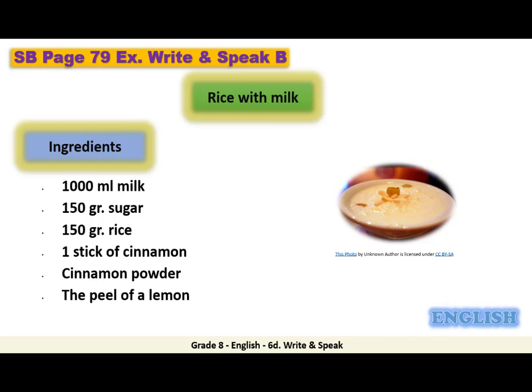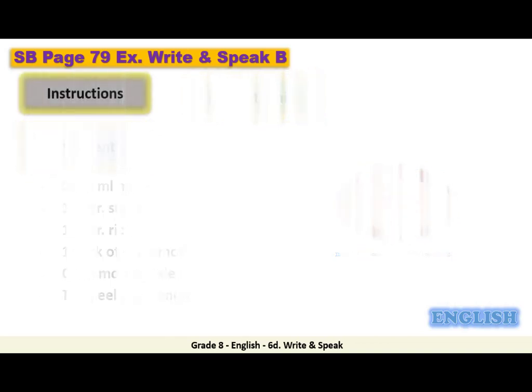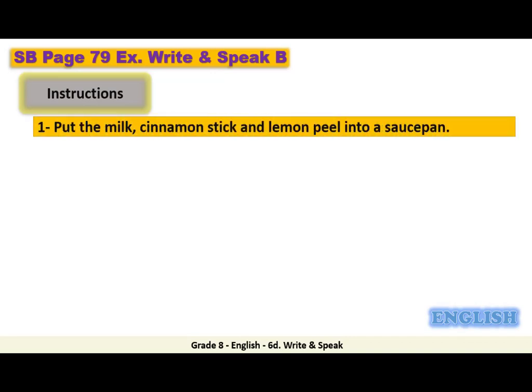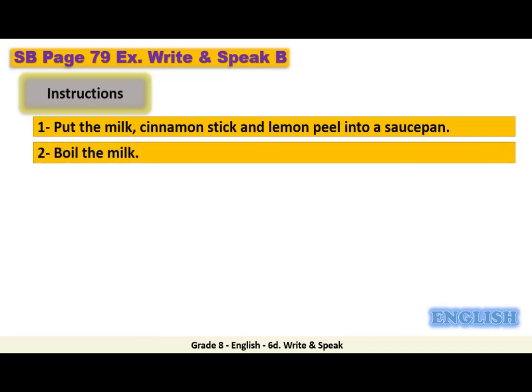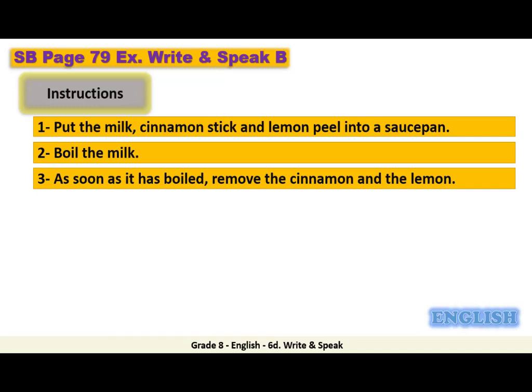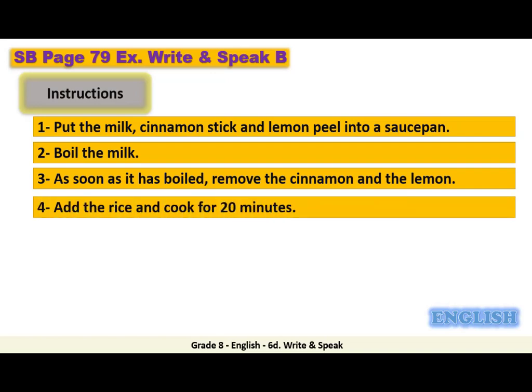Now let's move to the second part, which is instructions. Now let's have a look at the instructions of making rice with milk. Number 1, put the milk, cinnamon stick, and lemon peel into a saucepan. Number 2, boil the milk. Number 3, as soon as it has boiled, remove the cinnamon and the lemon. Number 4, add the rice and cook for 20 minutes.